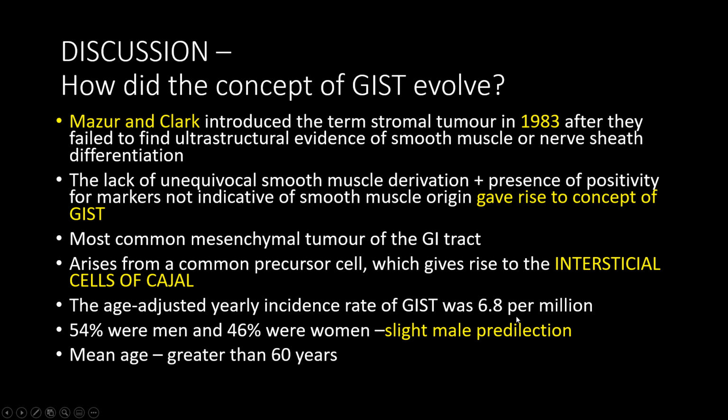Coming to the discussion, how did the concept of GIST evolve? Mazur and Clark introduced the term stromal tumor in 1983 after they failed to find ultrastructural evidence of smooth muscle or nerve sheath differentiation. The lack of unequivocal smooth muscle derivation, plus the presence of positivity for markers, gave rise to the concept of GIST. GIST is the most common mesenchymal tumor of the GI tract and arises from interstitial cells of Cajal. There is a male predilection, 54% males and 46% females, and the mean age is greater than 60 years.